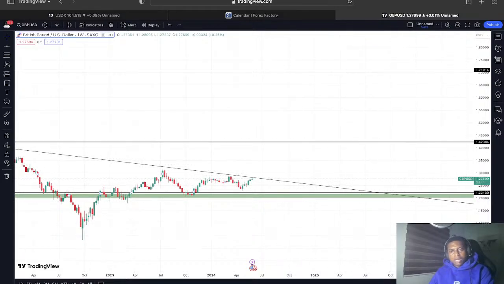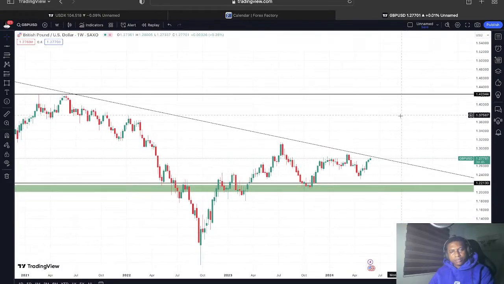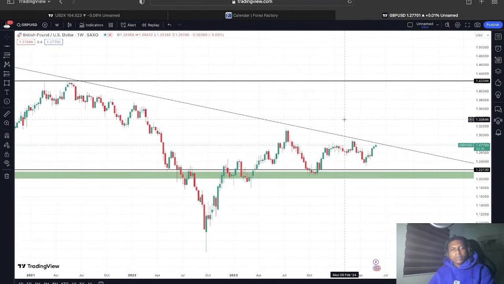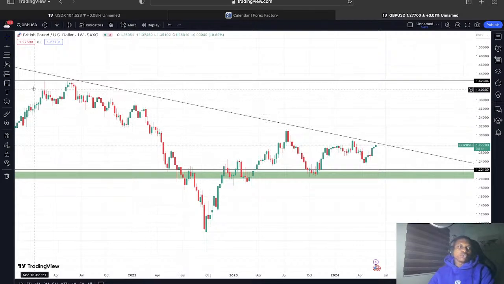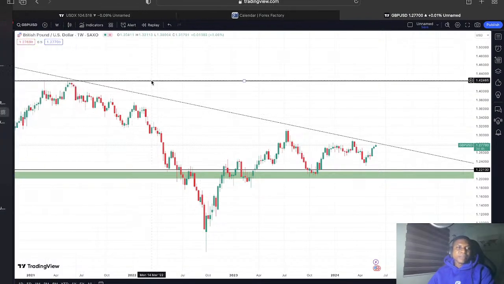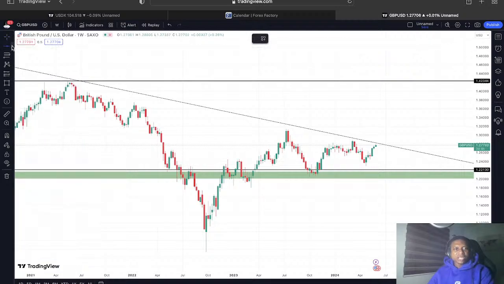When you look at the weekly time frame, what we have here is similar to what we call the asymmetric triangle. I'm going to explain that in a bit.